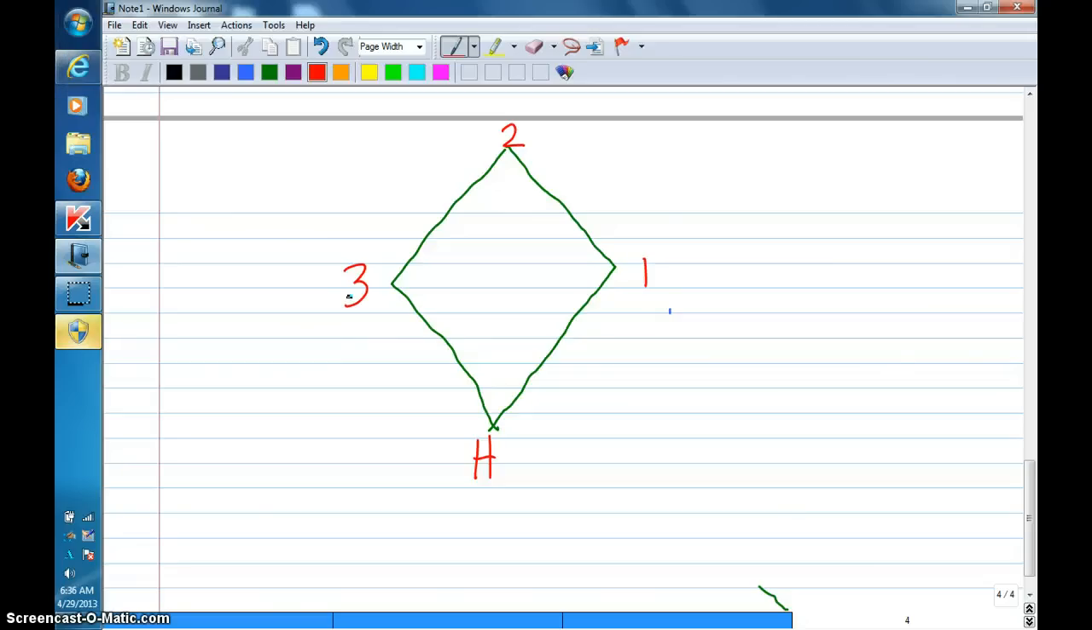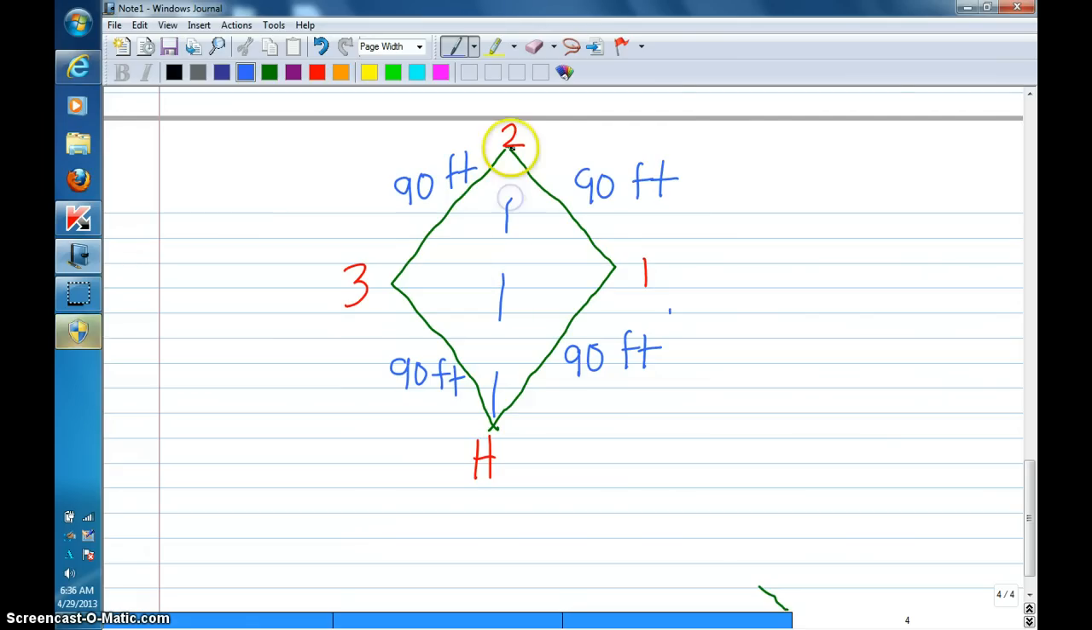And it says that the sides measure 90 feet. So we know they're all 90 feet, all the same. About how far is it from home plate to second base? So we're figuring out from home plate here to second base.